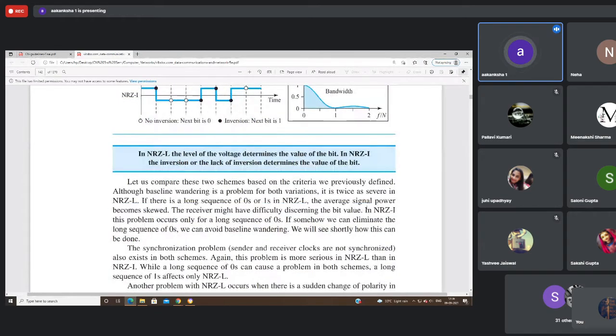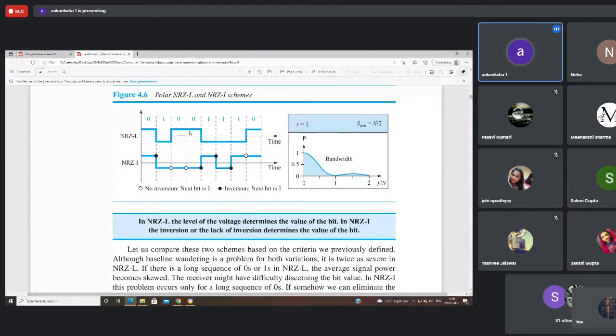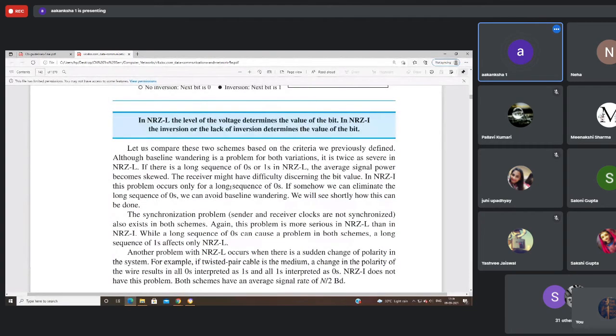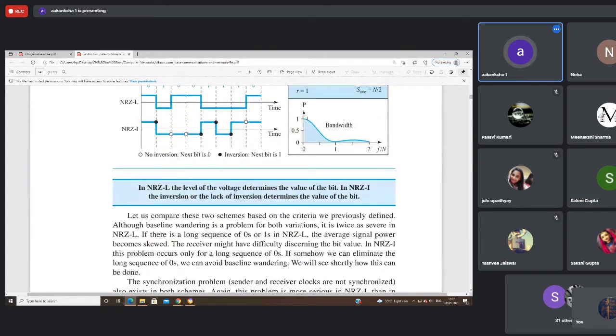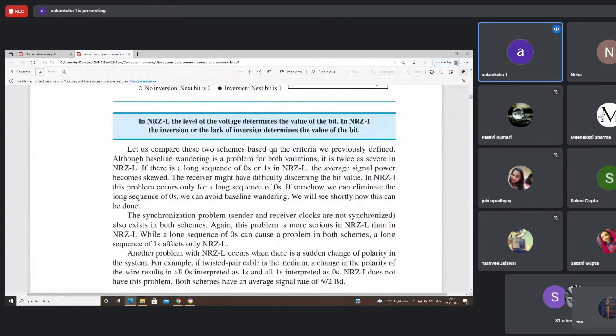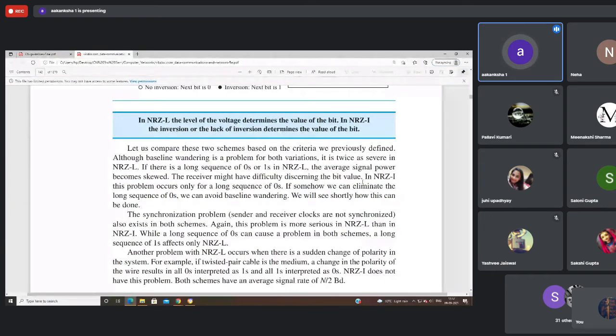But in NRZL it is a problem because of continuously the same voltage for the same bit. Suppose we have continuous ones and continuous zeros, then baseline wandering can be a problem for both. Another thing is, if there is a long sequence of zeros or ones in NRZL, the average signal power becomes skewed. As we have seen here, the average signal power is skewed, more concentrated towards this left half. So the receiver might have difficulty discerning the bit value.